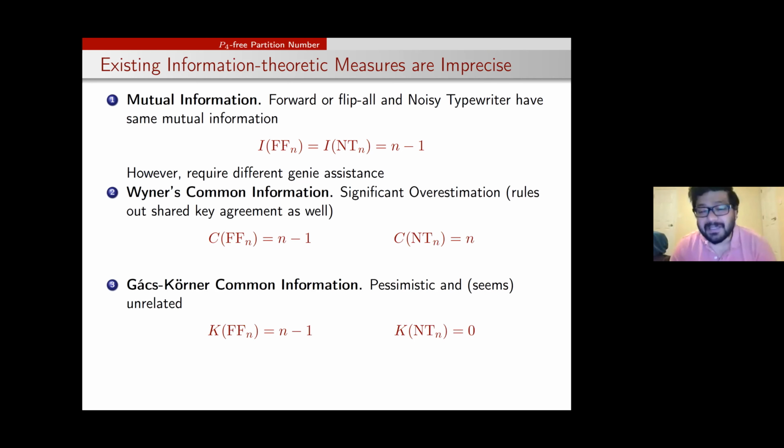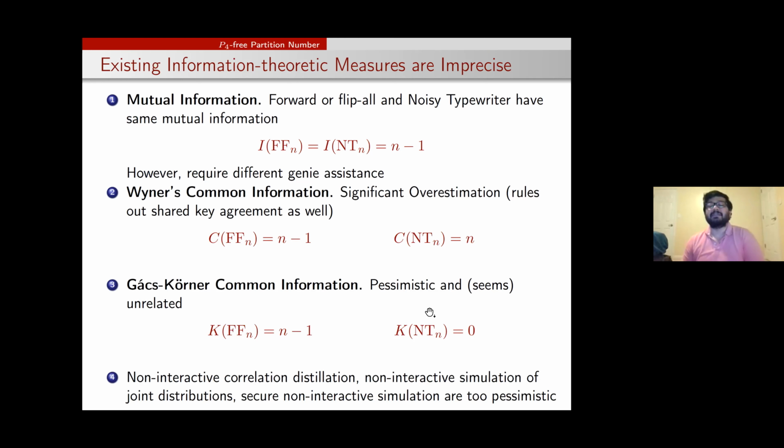Gács-Körner common information, I feel, is too pessimistic. It basically says that Alice and Bob cannot compute the longest key that they can agree on. I want to emphasize that Alice and Bob can never agree on a key if they start with noisy typewriter correlation. So it's too pessimistic. And any non-interactive object, like non-interactive correlation distillation, non-interactive simulation of joint distribution, or any of these quantities, are too pessimistic. So we need some assisted common information, particular to the applications that I motivated initially.